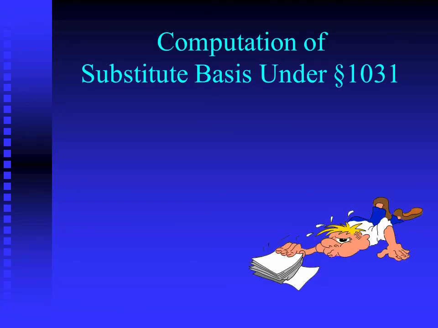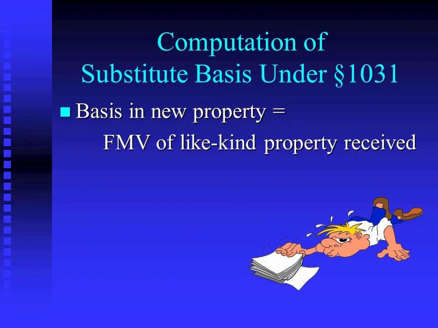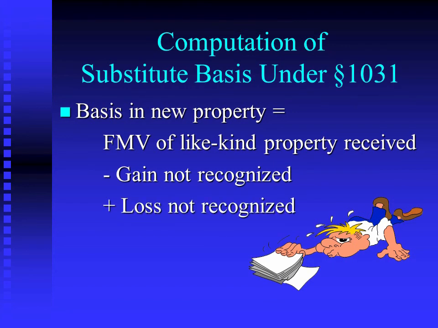So the next step is my substitute basis. Remember our rule. We're going to take the basis in the new property. It's going to be the fair market value of the like-kind property received. And that's why it's useful if you take a minute and break up your amount realized into the like-kind and non-like-kind, because you don't want to get confused, right? And then we reduce by the gain not recognized. We increase by the loss not recognized, right?